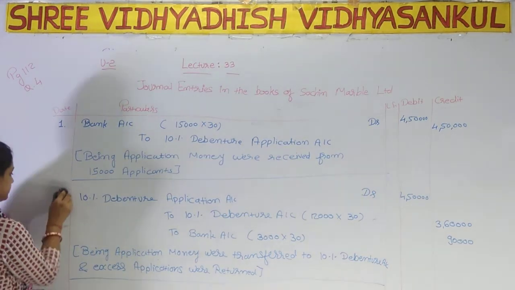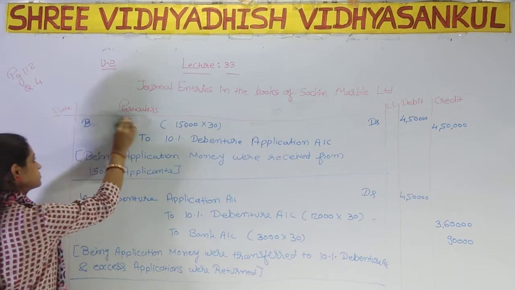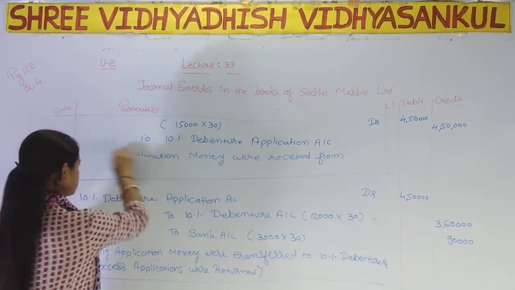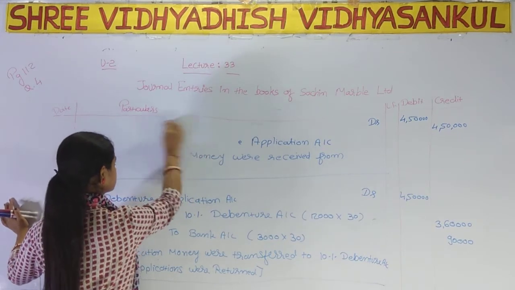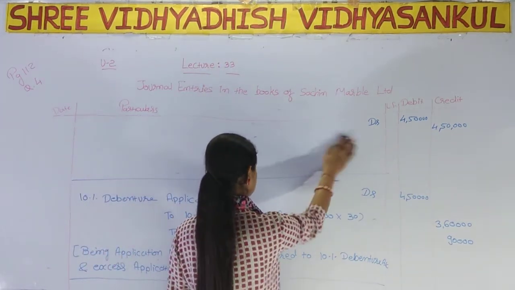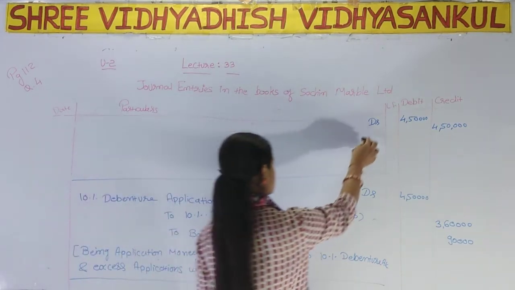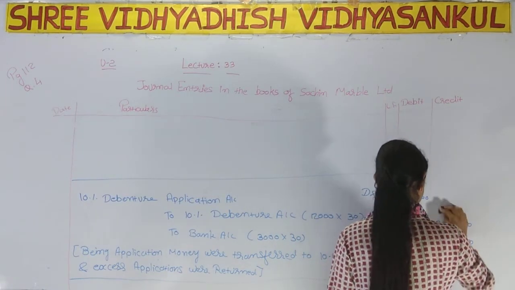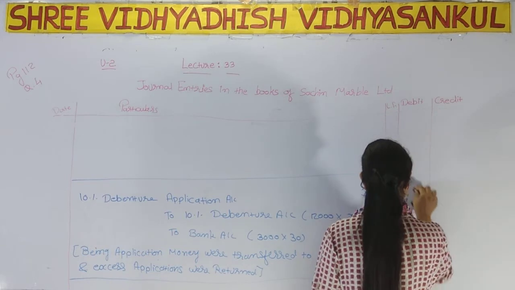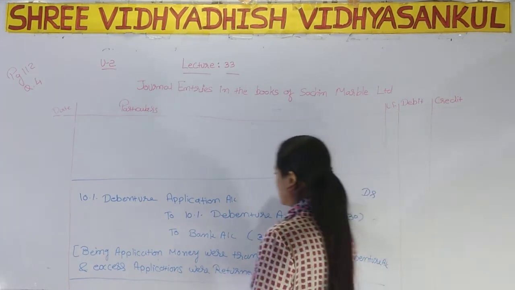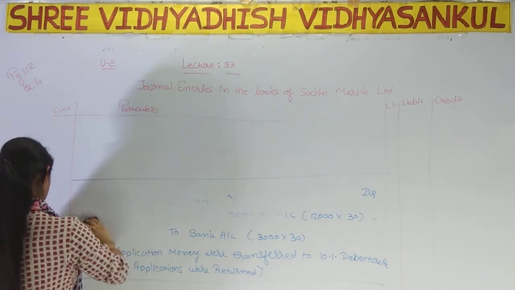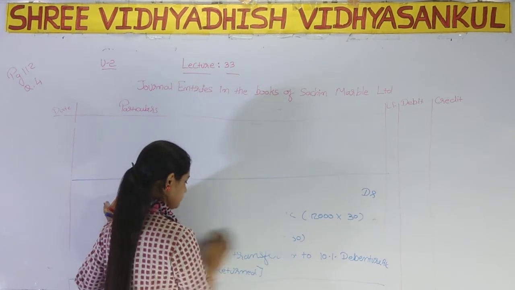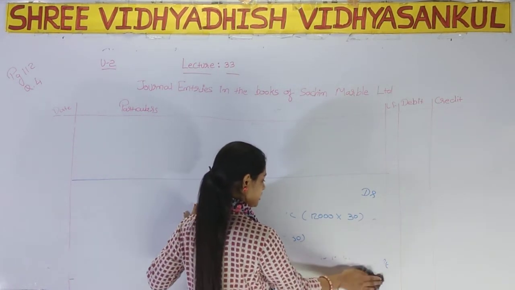Done? Now the next entry will be for allotment, right? In allotment, first entry will come for demand and the second entry will be for receiving, right? Opposite concept of application entry.